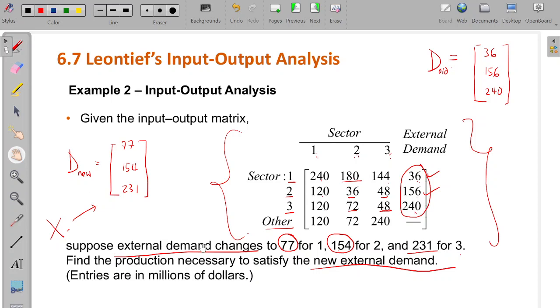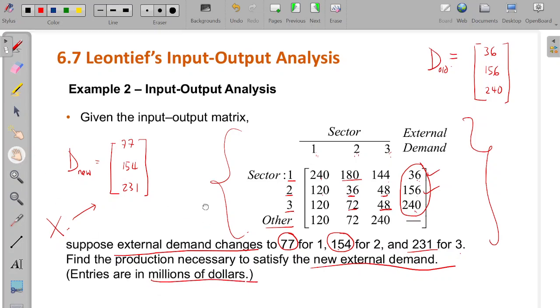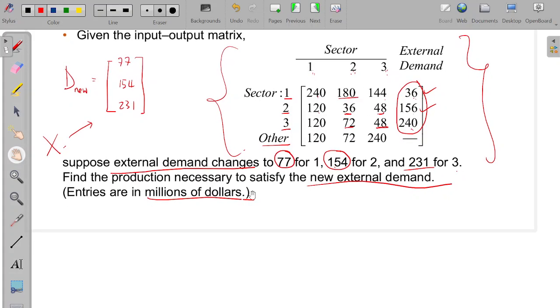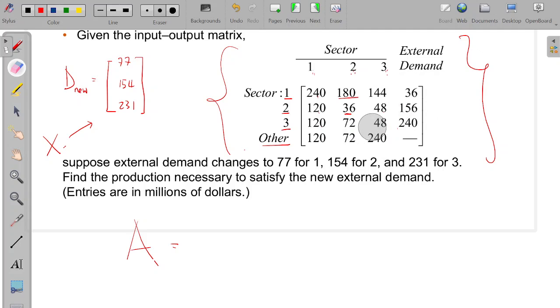Given this table, the entries are in millions. The first thing to do is to find our Leontief matrix A. That is the first thing to do. In order to find it, please look at this and make sure you understand.